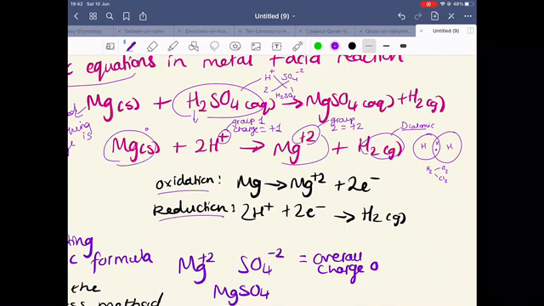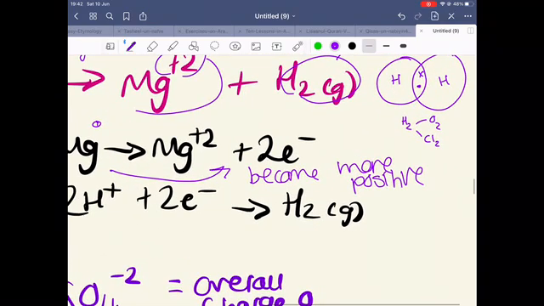So how do you know what's been oxidized and what's been reduced? The magnesium has changed from magnesium with no charge to magnesium +2 after the reaction. And the only way it can do that is if it has become more positive, and it only becomes more positive when it loses negative. So it's lost a negative electron. Because the charge is +2, it forms a +2 ion.